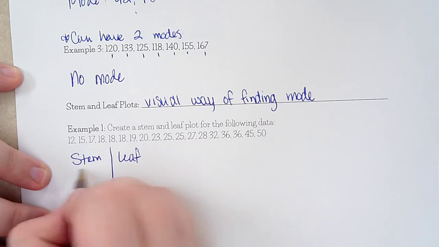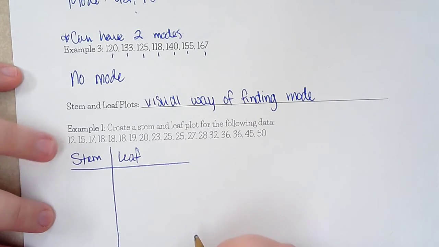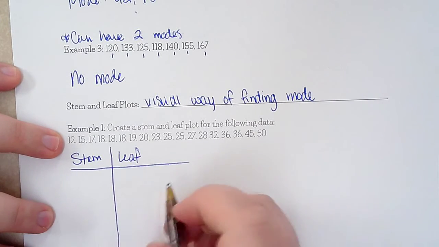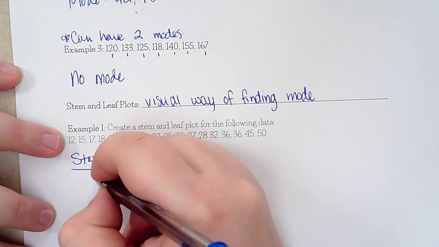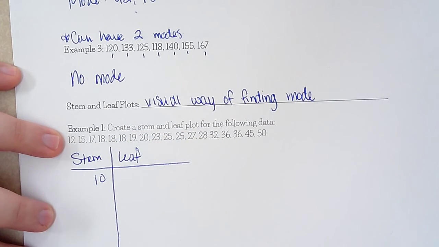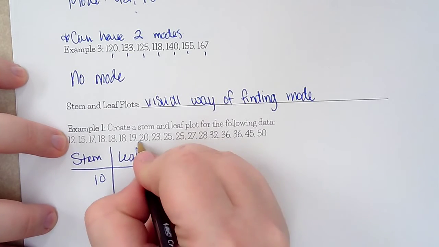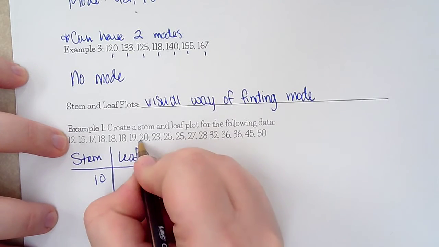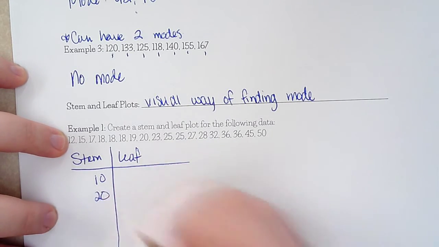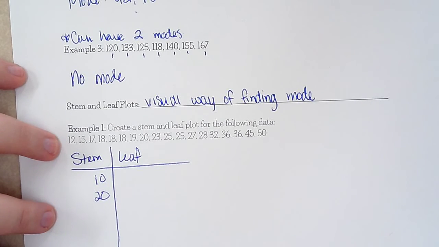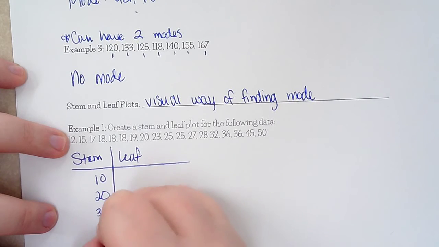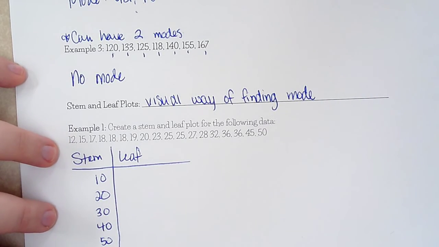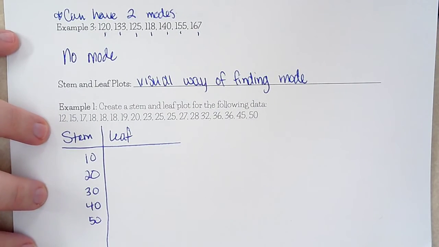Stem, leaf. So my stem in this case is going to be my tens place. The lowest tens place I have is going to be a 1, a 10. The next highest I see is a 2. I have a 2 in my tens place, so the 20s are my next highest. And then finally, I've got a few 3s and then a 4 and a 5. So I need 1 stem for each of those. And those tell me that those are the tens place values.